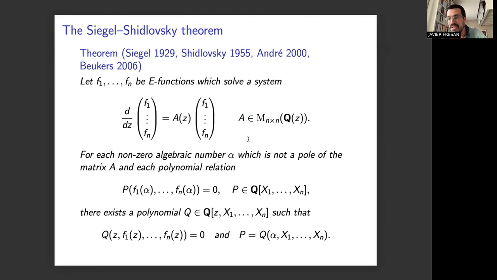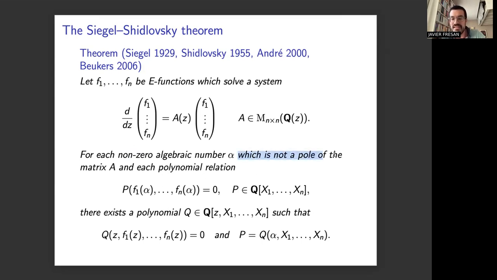This is not really a restriction on a given E function, because we know that it is a solution of a differential equation, so you can always take its derivatives and consider the companion matrix of the system. And then the theorem is about the special values. We are going to evaluate these functions at an algebraic number alpha. And there are two cases that should be excluded. The first one is alpha equals zero. Well, this is because these are power series with algebraic coefficients, so at zero they take algebraic values, and there's just nothing to say about it.